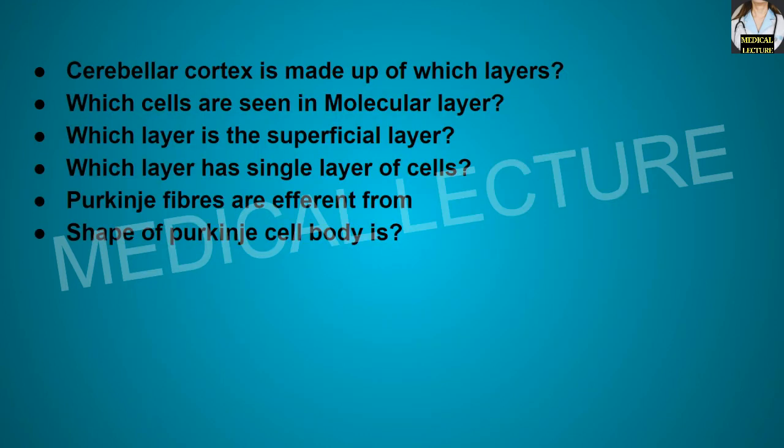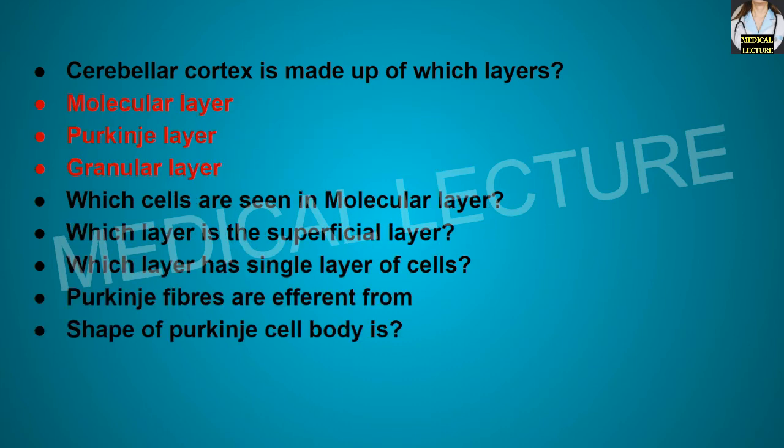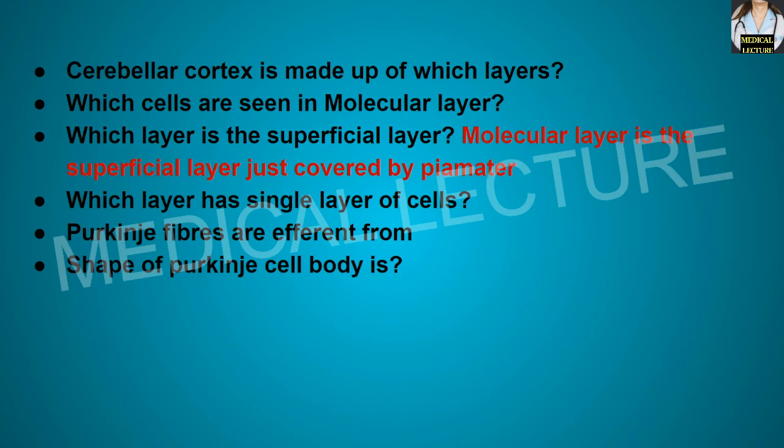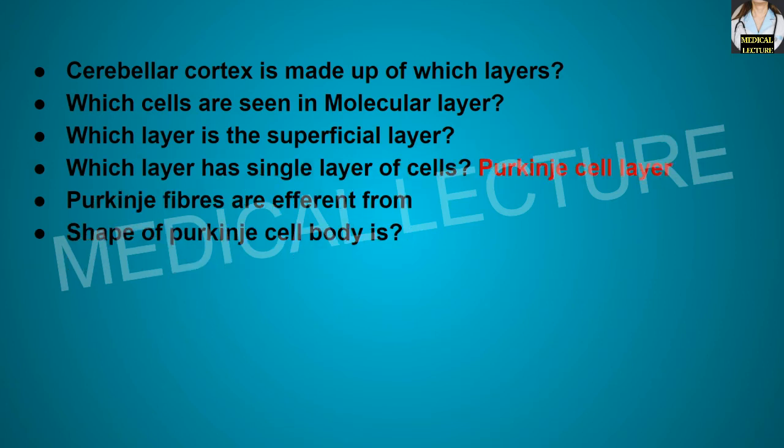Now the cerebellar cortex is made up of which layers? It is made up of the molecular, Purkinje and the granular layers. Which cells are seen in the molecular layer? Basket and stellate cells are seen in the molecular layer. Which layer is the superficial layer? The molecular layer is the superficial layer, just covered by the pia mater. Which layer has a single layer of cells? The Purkinje cell layer has a single layer of cells. Purkinje fibers are efferent from the cerebellar cortex.